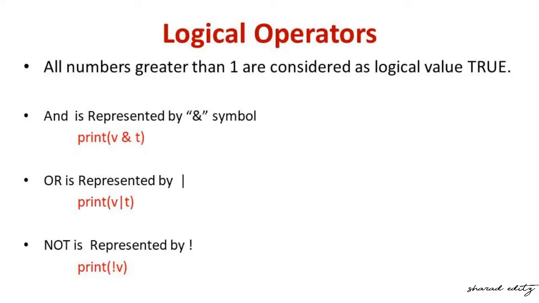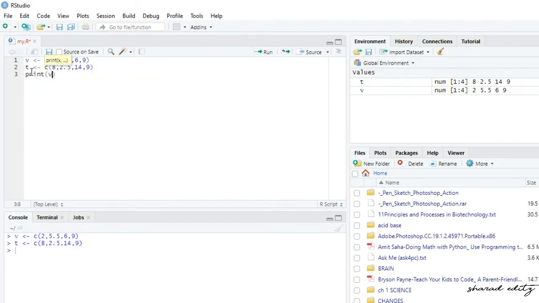Next is logical operator. Logical operator will produce the output that is either true or false. Each element of the first vector is compared with the corresponding element of the second vector, and in the result we will get a boolean value that is either true or false.